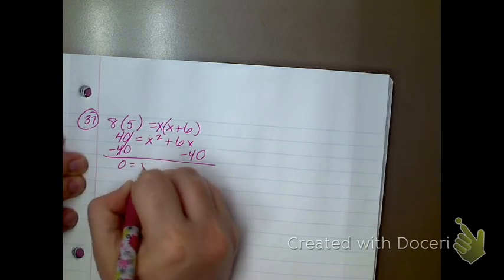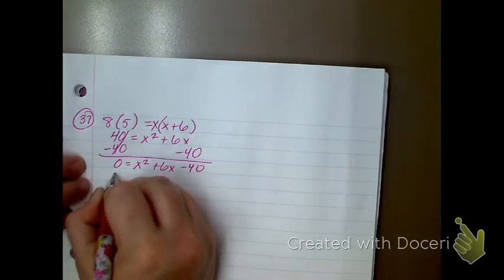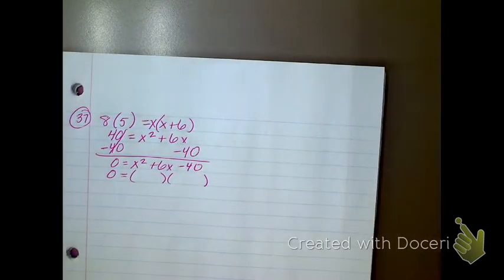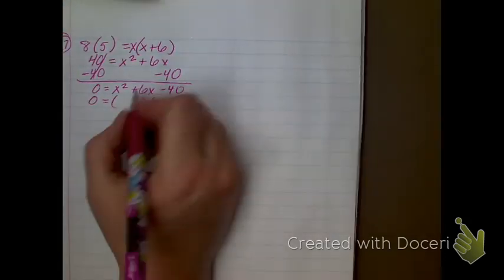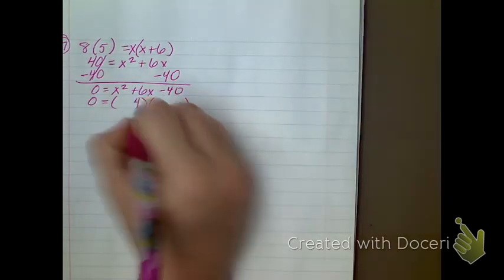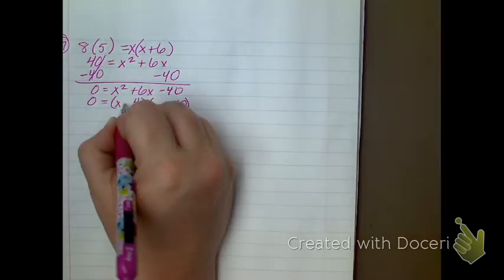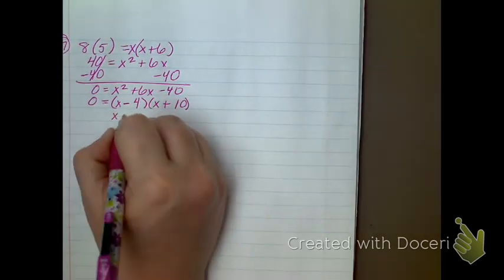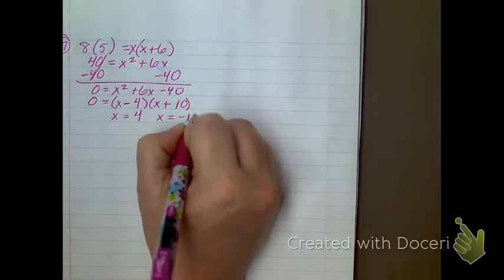0 equals x squared plus 6x minus 40. I need to factor this, so however you learn to factor, whether that was snowflaking or a T-chart or a magic X or whatever, go ahead and factor it. You should be getting, let's see, is it 4 and 10? And I have x minus 4 and x plus 10. So my two answers are positive 4 and negative 10.